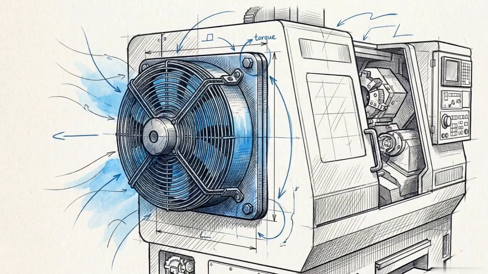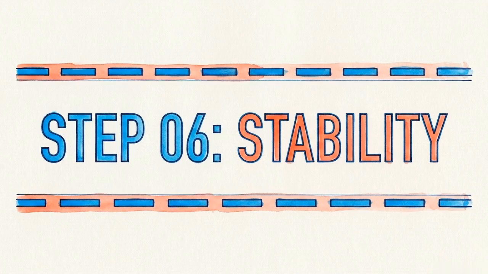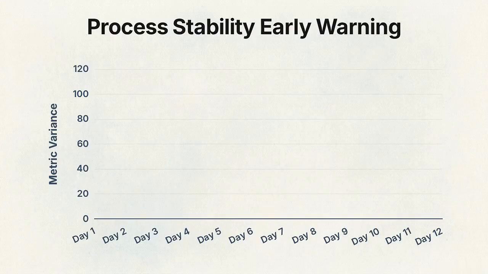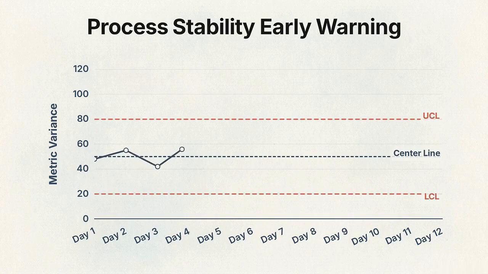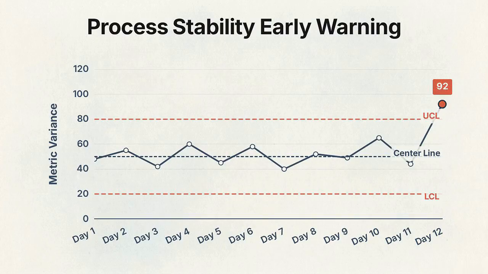Now that we've adjusted the machine's cooling system, we need a way to ensure the process stays safe in the future. For this, we use tool number 6, the control chart. This chart sets a target center line and 2 boundary lines called control limits. As we track data daily, we see if the process stays within safe boundaries. If a data point jumps outside those lines, it acts like an early warning radar, letting us fix the issue before a single defective watch is made.